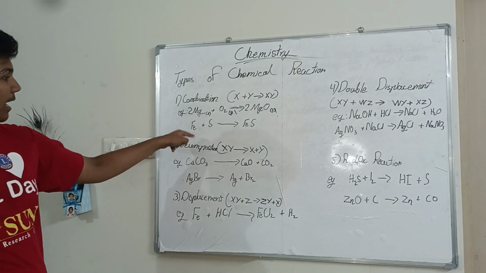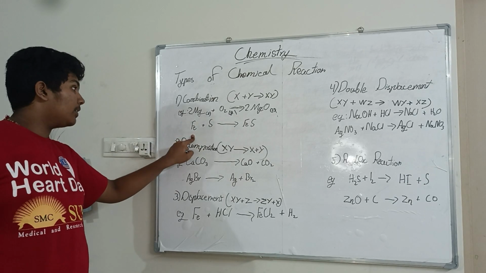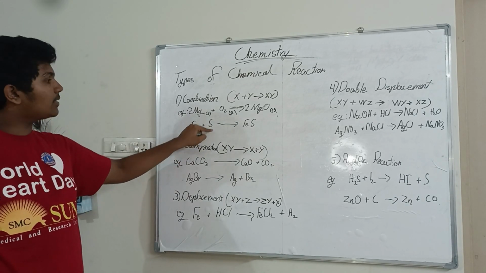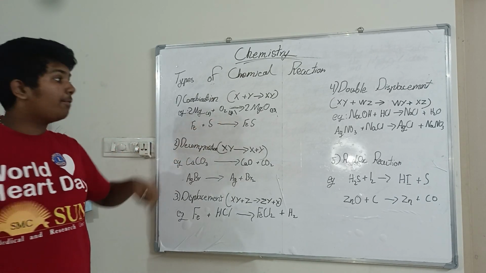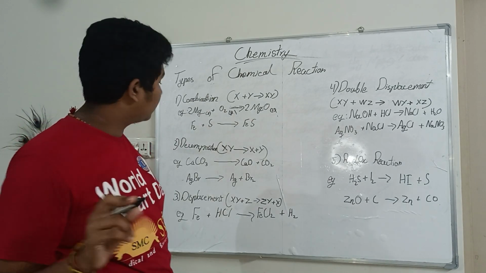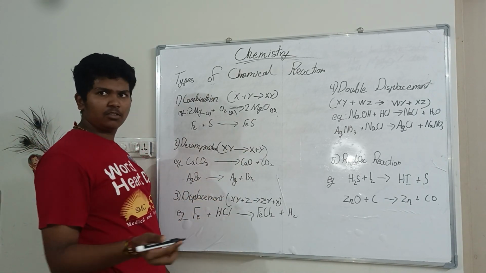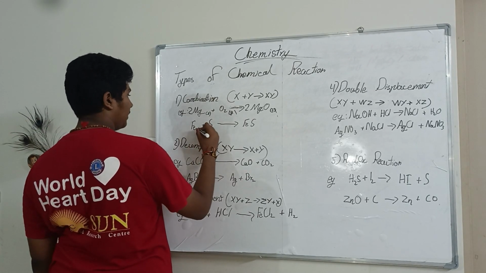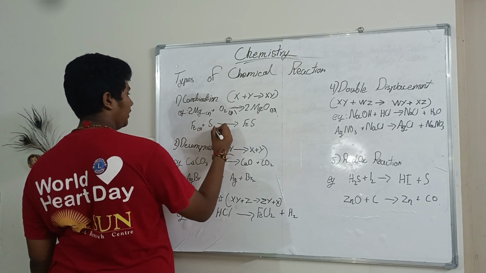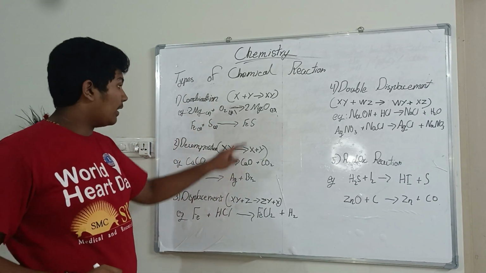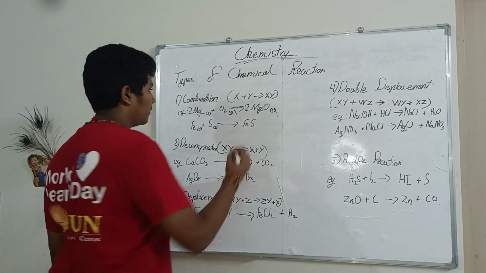And now for this, Fe plus S, iron plus sulfur gives you ferrous sulfide. So nothing to balance, right? No. But what are the states? Here will be solid, here will be solid, and here solid as well.